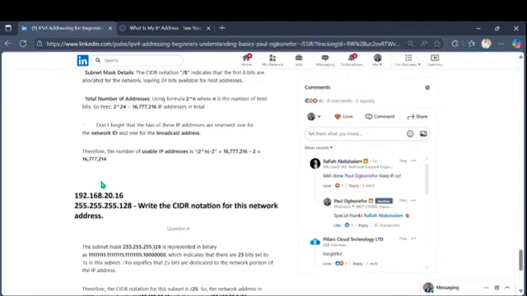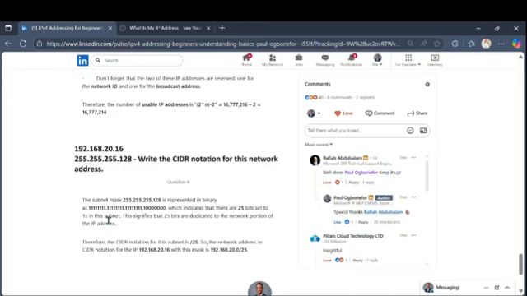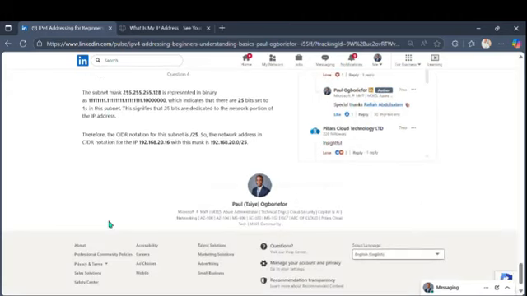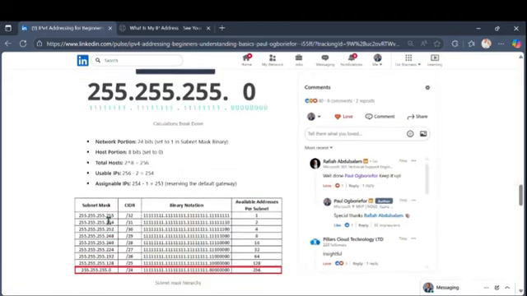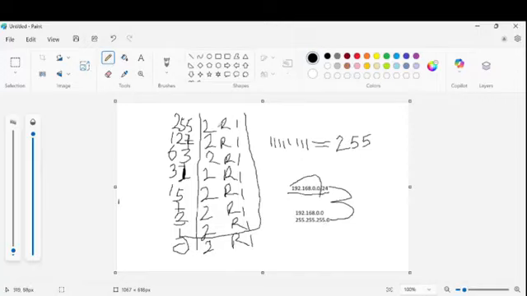Okay, I will just quickly do that calculation and then we'll wrap up, right? Now let's pick a number from here. What number are we picking? Let's pick /27. Now /27 means we have 27 to network and we have 5 to the host, out of 32. So how do we get this 224, right? I can just come here and do this.